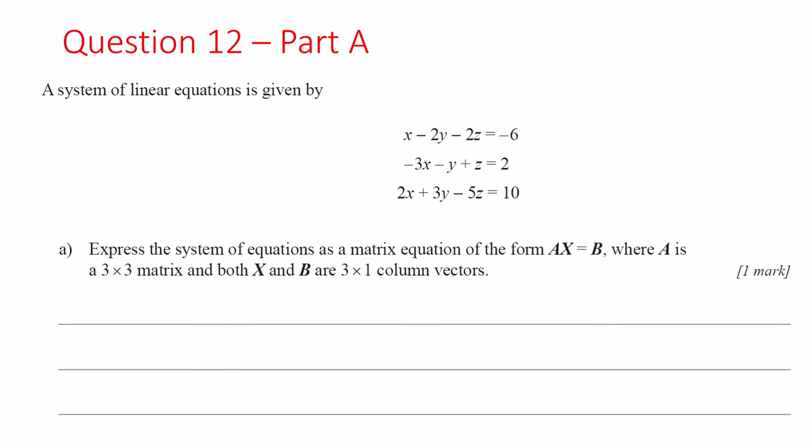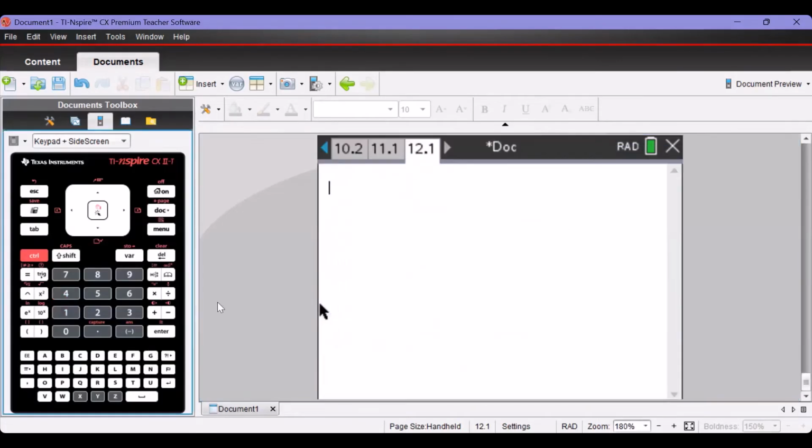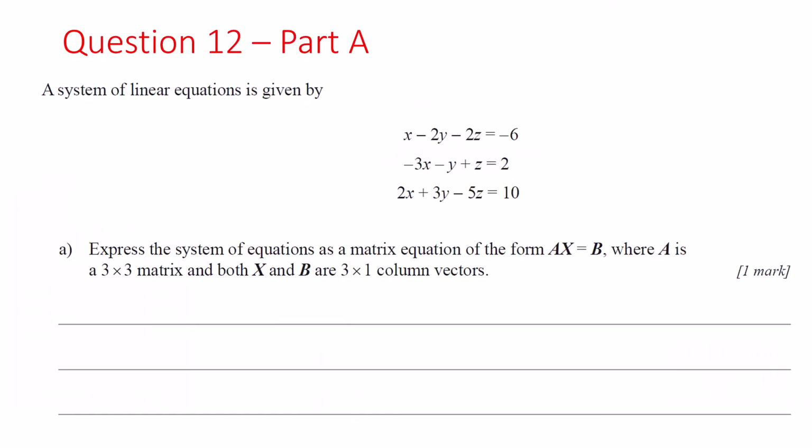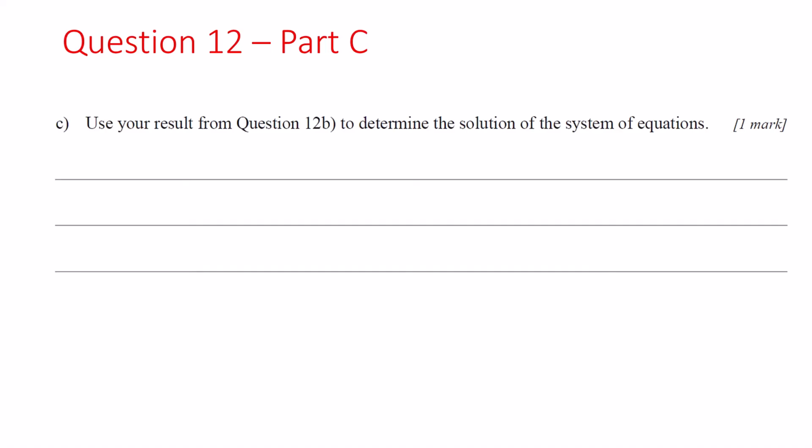Question 12. Press Doc, 4 for insert, 1 or enter for new problem, 1 or enter to add a calculator. In part A, we're asked to express that system of linear equations in the form AX equals B, and you should be able to do that without any dramas. Part B asks us to use matrix algebra to express X in terms of A and B. So X is equal to the inverse of A times matrix B. Part C asks us to use that result to determine the solution of the system of equations.